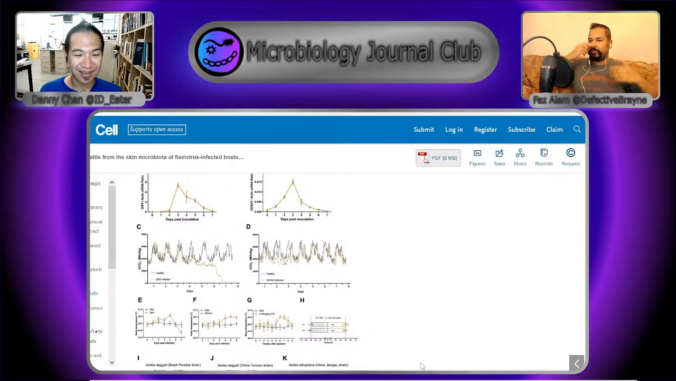And then the question is, what is producing the acetophenone? Because it's not naturally produced by humans, but they figured out it's produced by bacteria. So what bacteria are producing it? They checked whether it's in the gut microbiome. No, we're not farting this out. It's something on our skin.